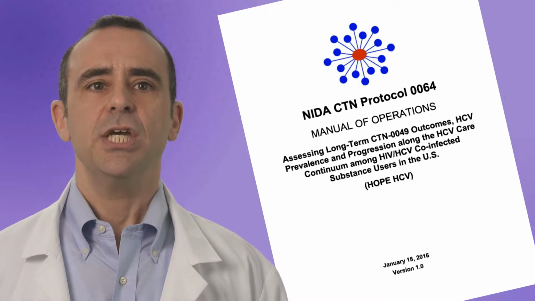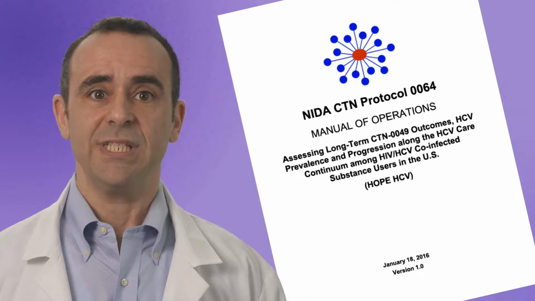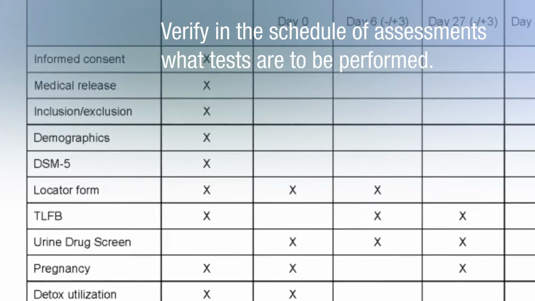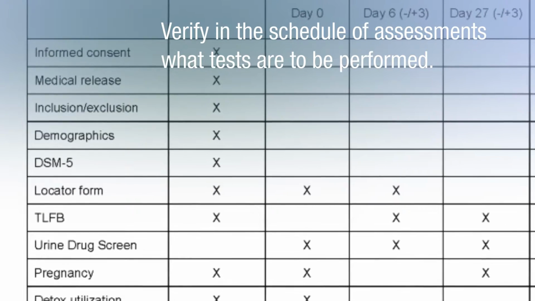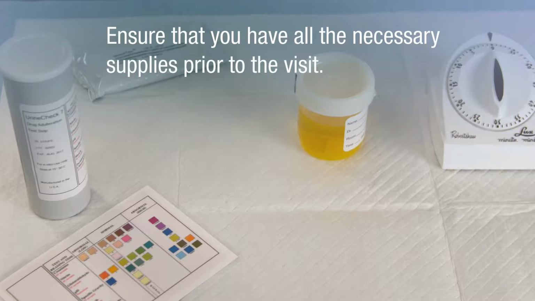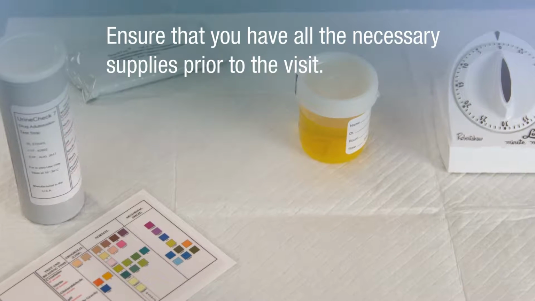Prior to a visit, check to see whether a urine sample will need to be collected by verifying in the schedule of assessments what tests are to be performed at that visit. If urine collection is required, ensure that you have all necessary supplies prior to the visit.